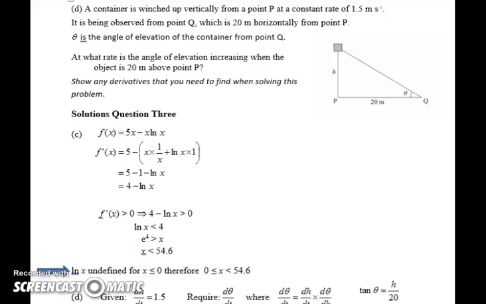The other thing to watch for in this question is that's not the end of the answer, because log x is undefined for x less than or equal to 0. If you try anything negative on your calculator for log x, you'll get math error. And so we have to include x greater than or equal to 0, less than 54.6.